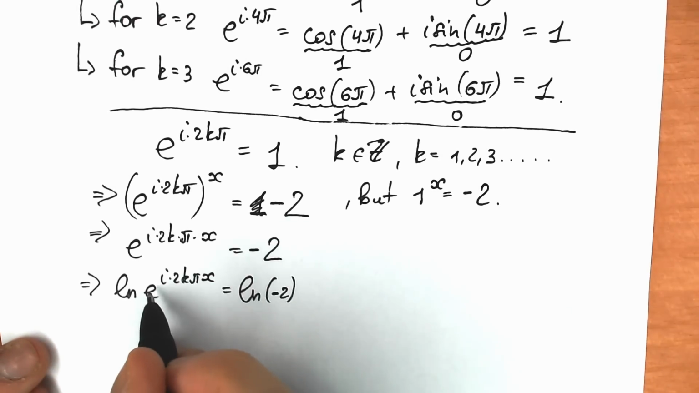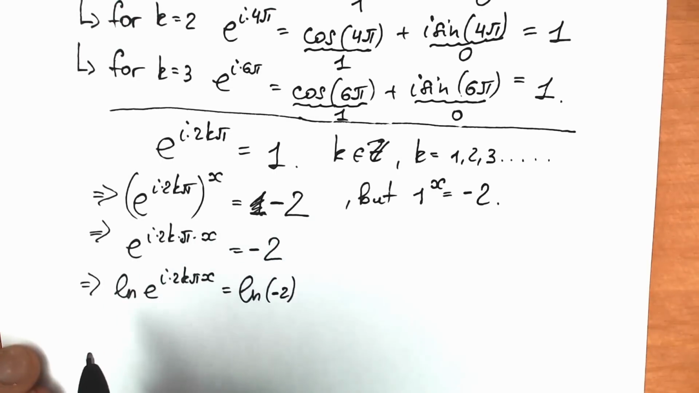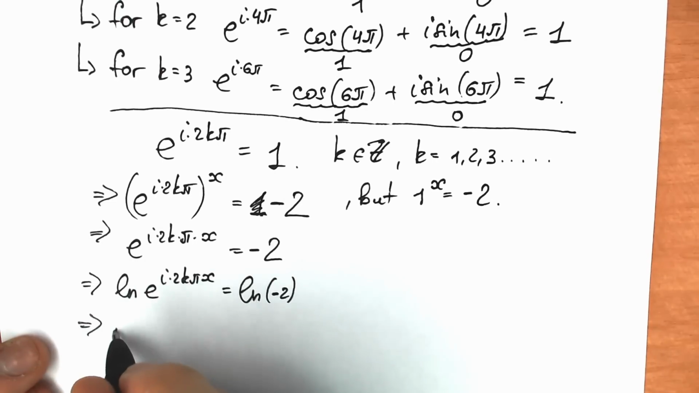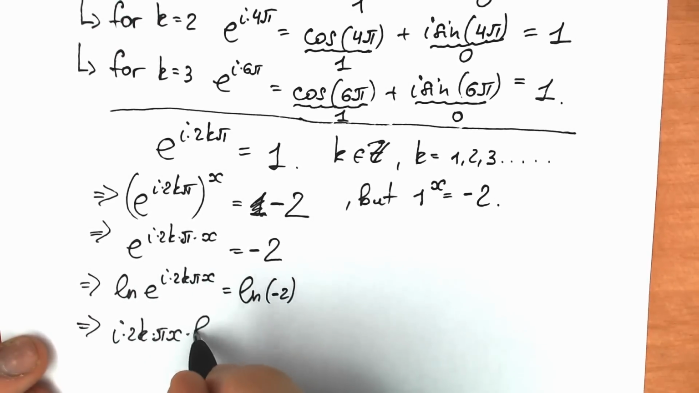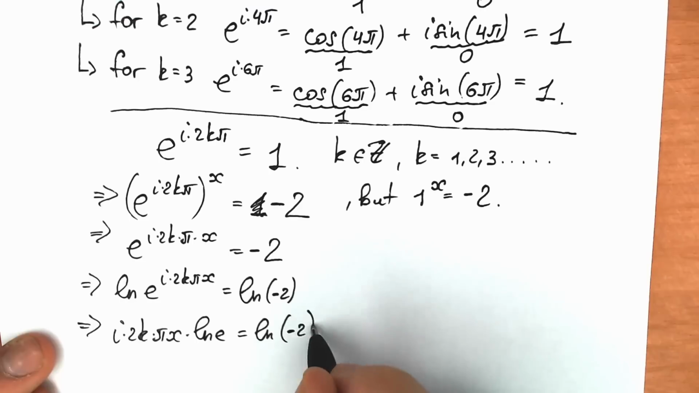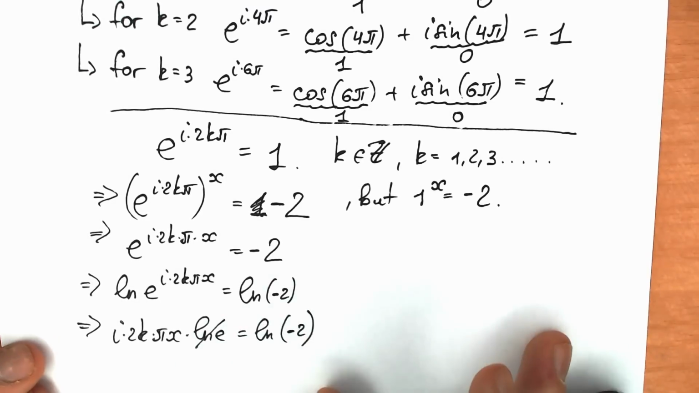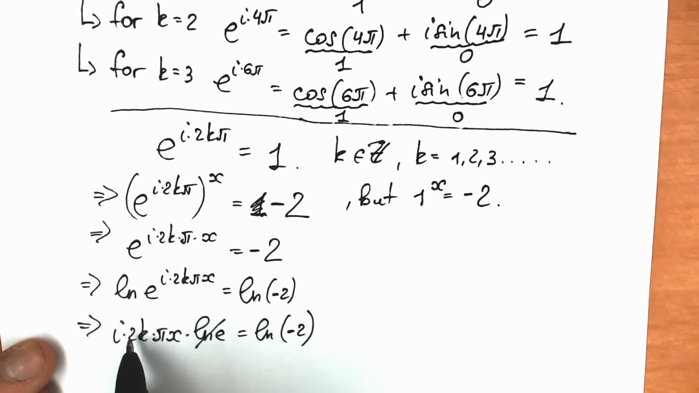Right now, this expression as a power of e, we can easily write in front because of the log property. I had this property before, yeah. So we have e to the power i times 2k pi times x, times natural log e, equal to natural log of -2. Right now natural log e is equal to 1. We can easily cancel this, and as a result we have i 2k pi x. We need to find only our x.